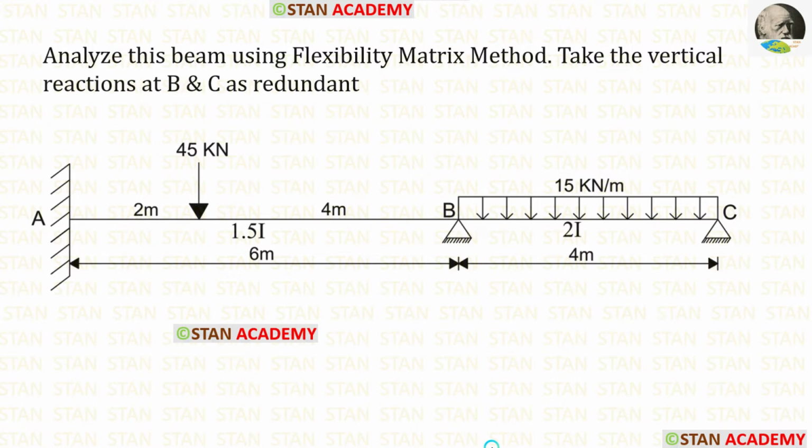Hello everyone. Today we are going to analyze this beam using flexibility matrix method. In this analysis, we are going to take the vertical reactions in the points B and C as redundant. Now let us see the beam one time.